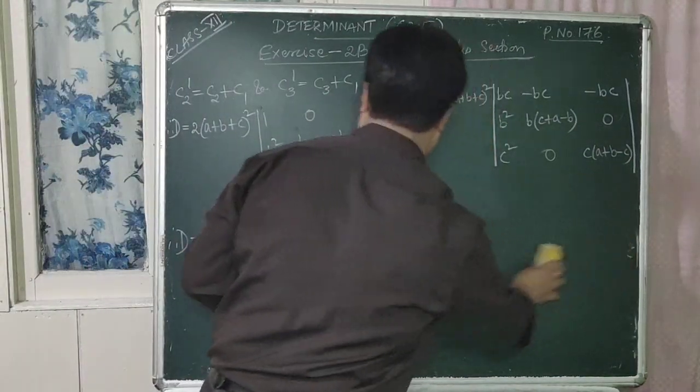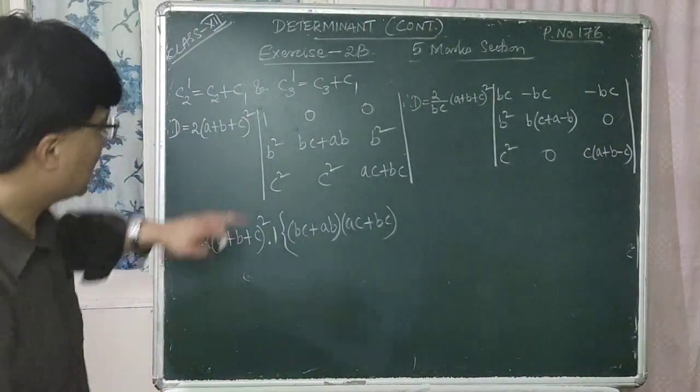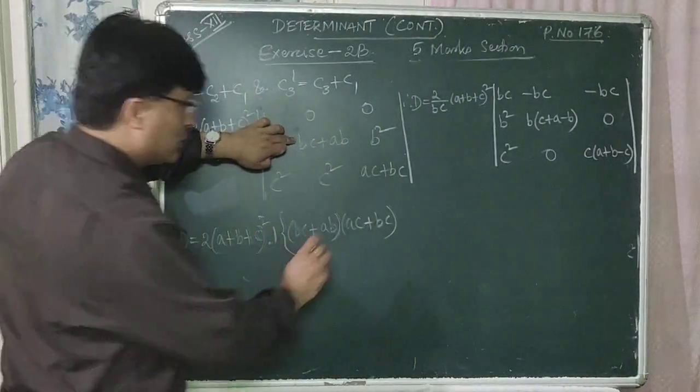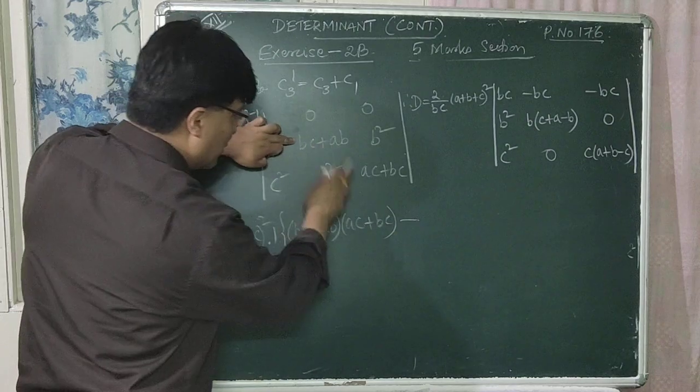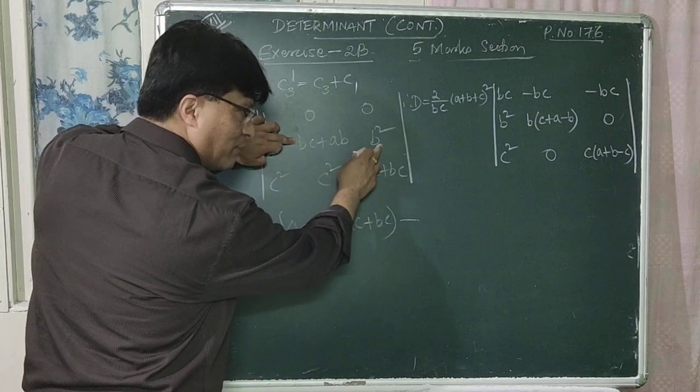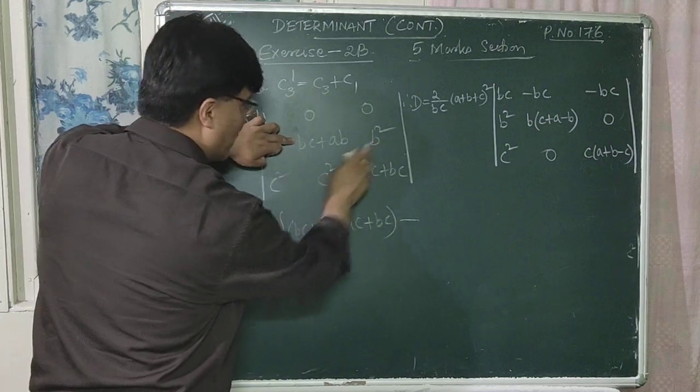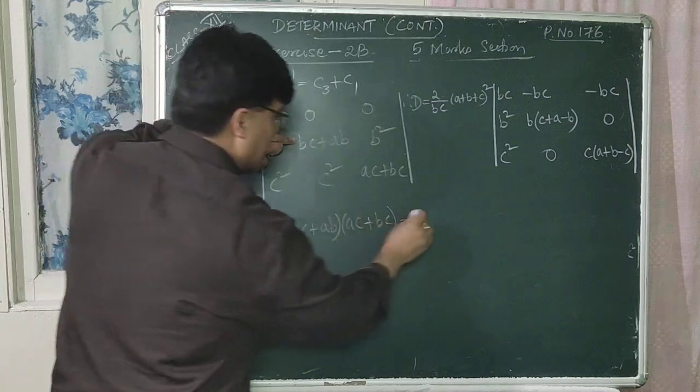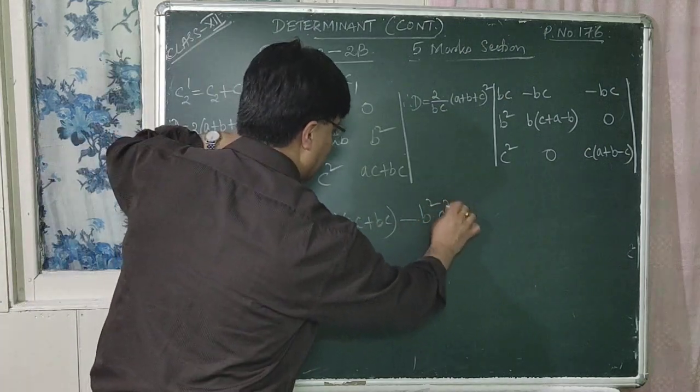Next, between the terms, now there will be minus sign. Now you have to cross multiply b square by c square. Cross multiply b square c square. Between them the sign is minus, b square c square.